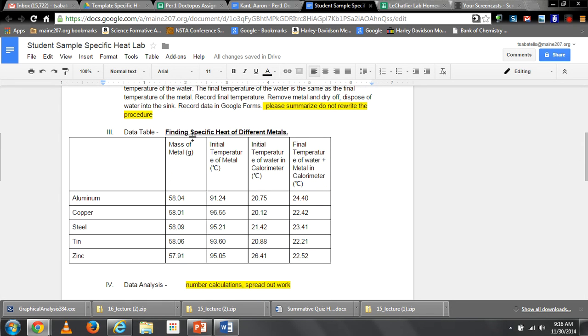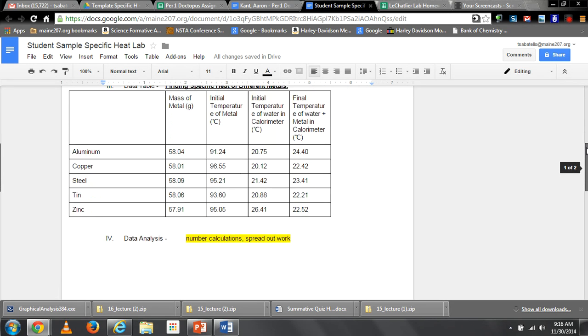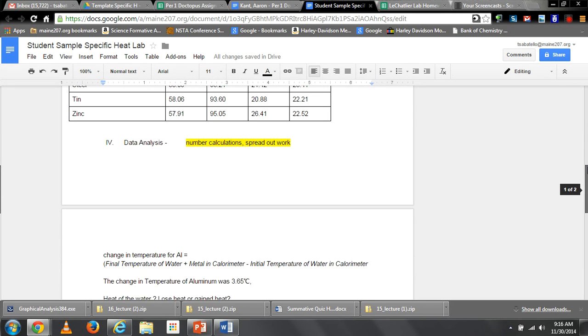Roman numeral 3, the data table. The student has a title, and even though it includes all the data for all the metals, and it really should only include one metal, I still gave them a 2 since they have their title, their column headings, their units, and the correct number of significant figures. The next section, data analysis.